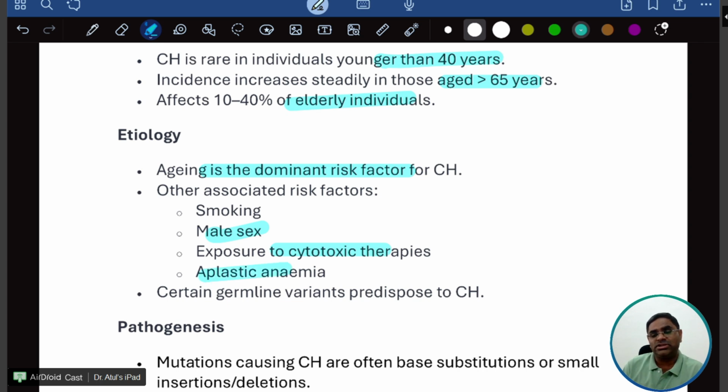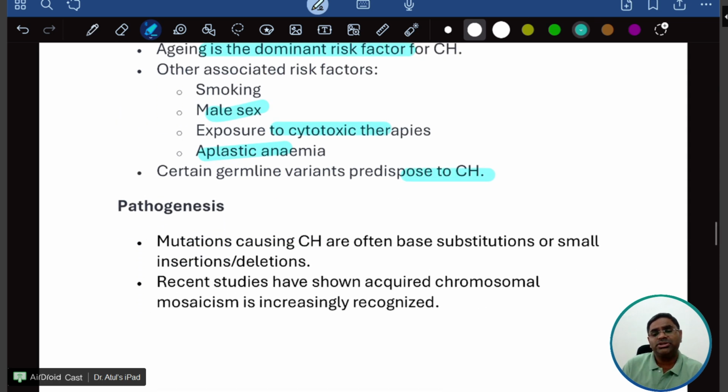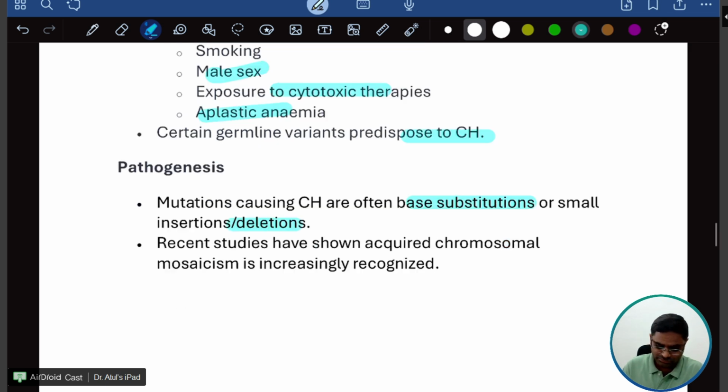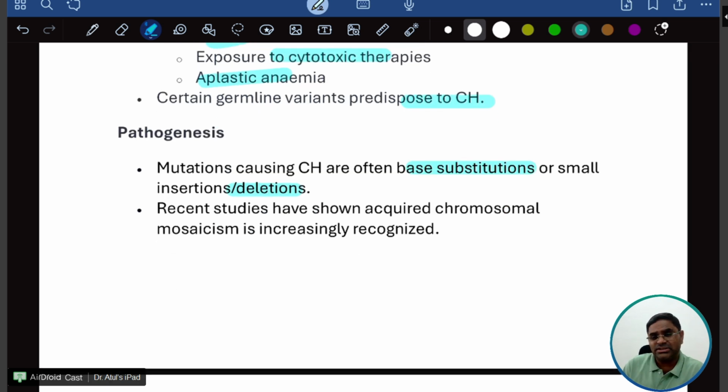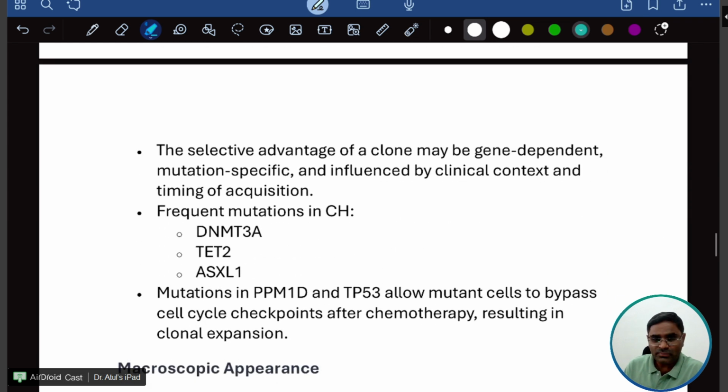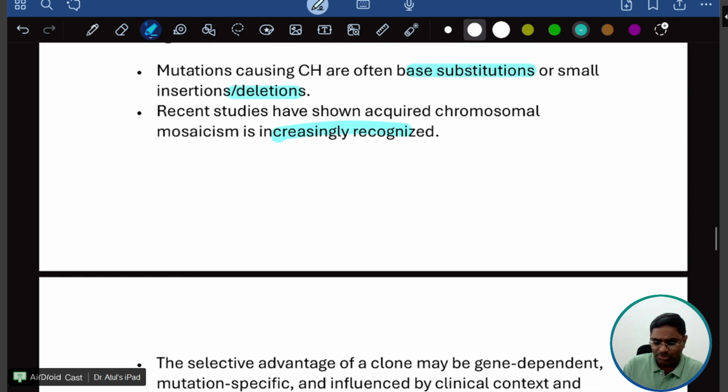Now, there are certain germline variants predisposed to clonal hematopoiesis. The mutations causing clonal hematopoiesis are often base substitutions or small insertions and/or deletions. Now, recent studies have shown that acquired chromosomal mosaicism is also increasingly recognized, and this has a poor prognosis, if you can remember.